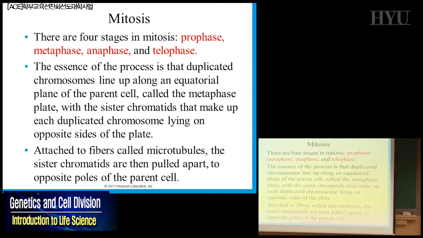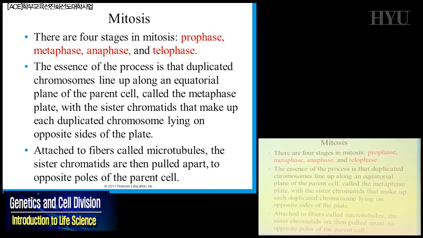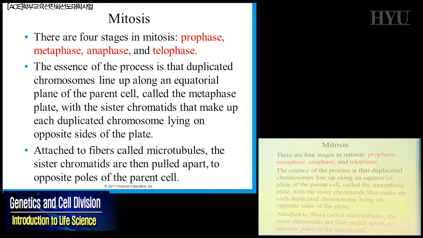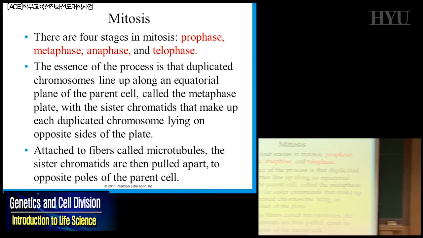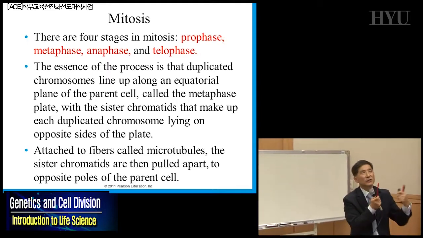Telomere is the end of a chromosome. Telophase is the end of the phases. What are the 4 stages? Prophase, metaphase, anaphase, telophase.